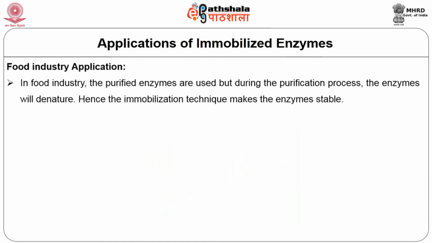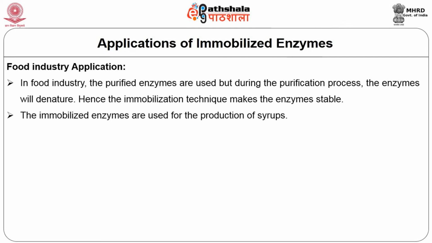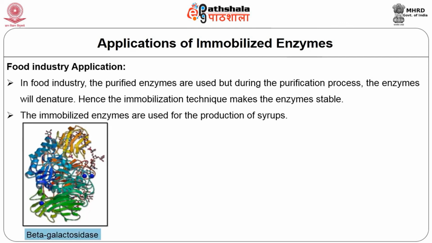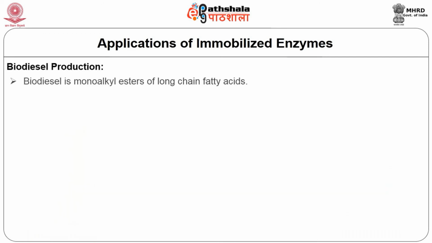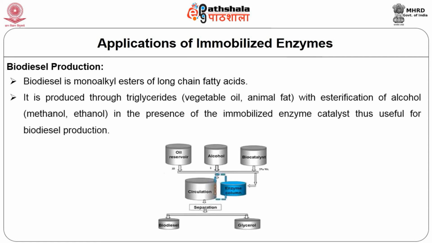In the food industry, purified enzymes are used, but during the purification process, the enzymes will denature. Hence, the immobilization technique makes the enzymes stable. Immobilized enzymes are used for the production of syrups, and immobilized beta-galactosidase is used for lactose hydrolysis in whey for the production of baker's yeast. Biodiesel is a monoalkyl ester of long-chain fatty acids. It is produced from triglycerides in the presence of an immobilized enzyme catalyst. Thus, it becomes useful for biodiesel production.